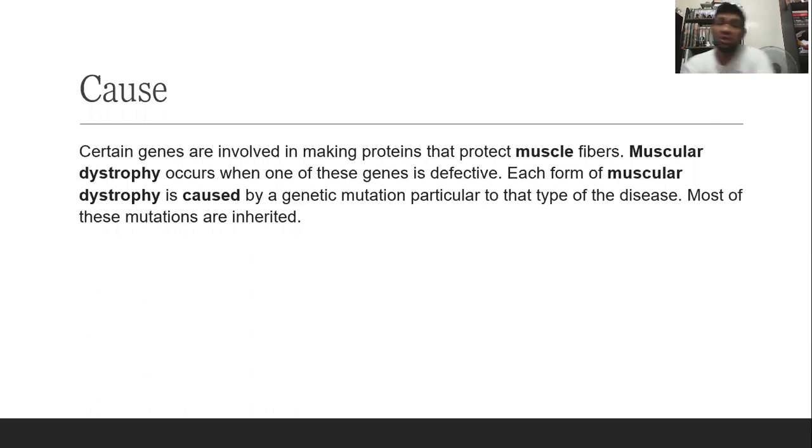Cause. There are certain genes that are involved in making protein that protect muscle fibers. Muscular dystrophy occurs when one of these genes is defective. Each form of muscular dystrophy is caused by a genetic mutation particular to that type of disease, and mostly these mutations are inherited. So, in short, the cause is genetic. It is hereditary.